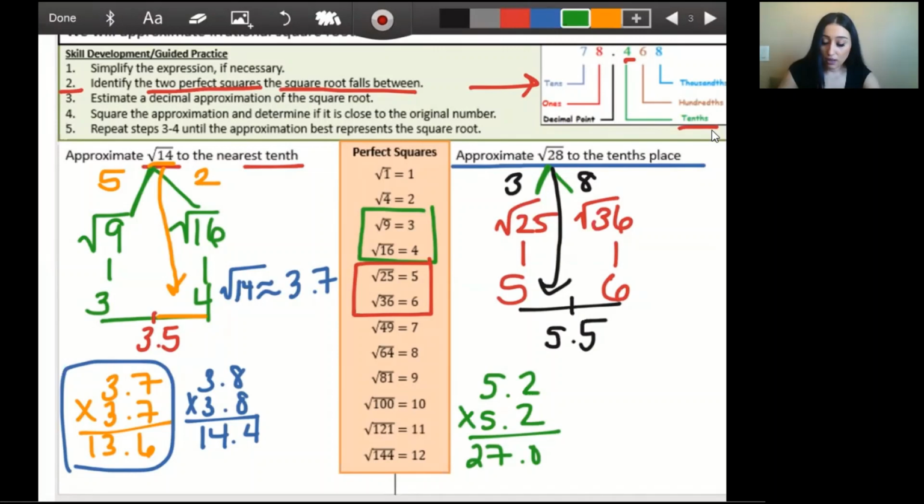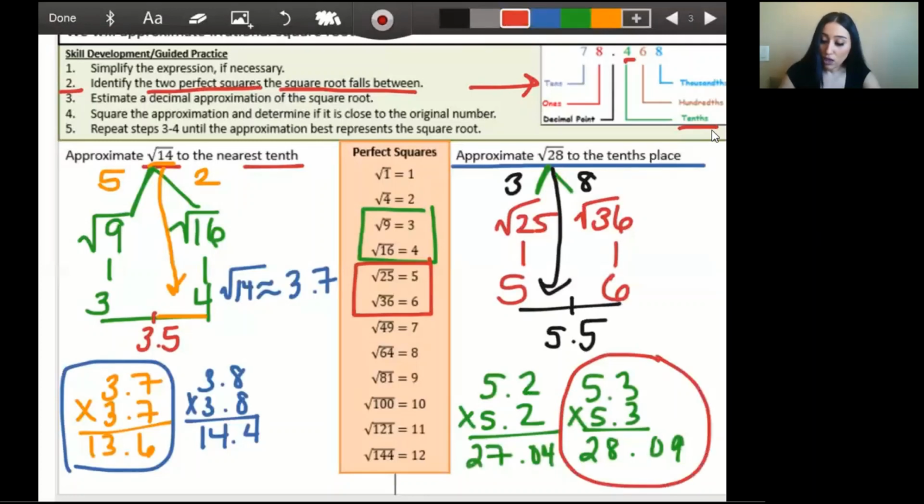Then I'm going to try 5.3 times 5.3, and that leaves me with 28.09, and now I'm going to say 9 because it goes to the hundredths place. This one's 27.04. This one's 28.09. I'm going to say for this one that the best bet would be 5.3. So the square root of 28 would be about 5.3.